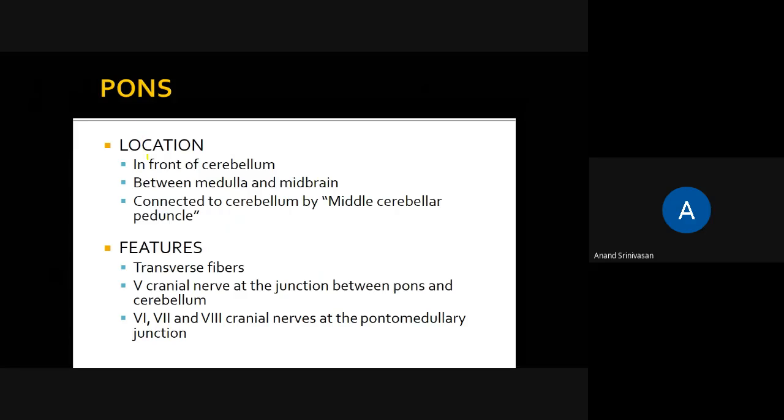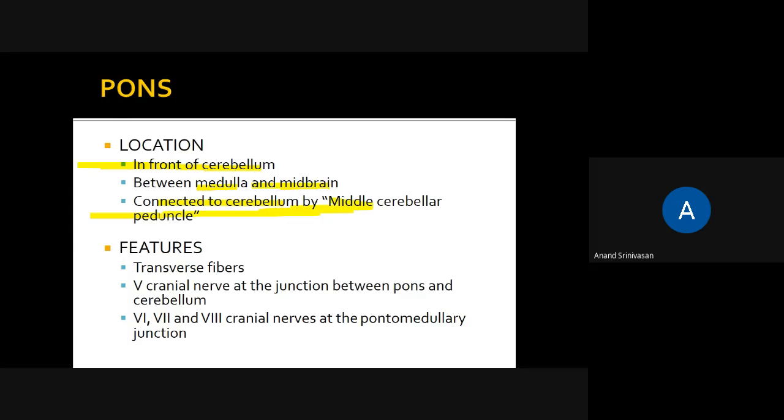The pons is located in front of the cerebellum, and it is situated between the medulla and the midbrain. It is connected to the cerebellum by the middle cerebellar peduncle.